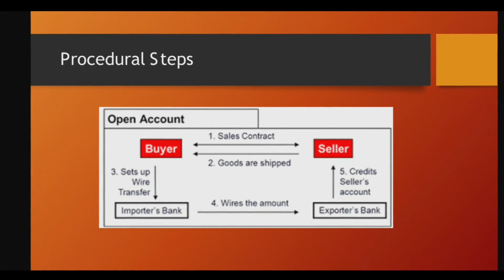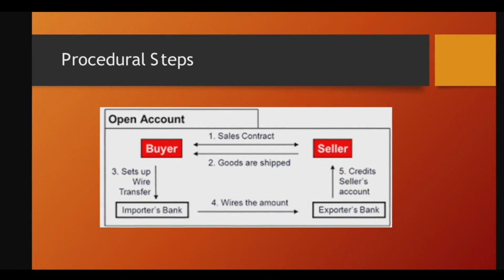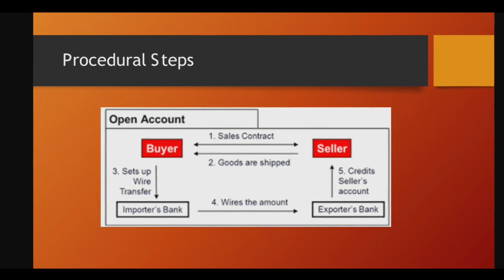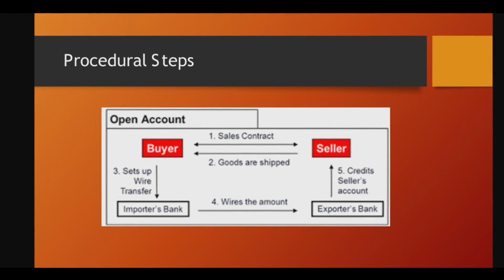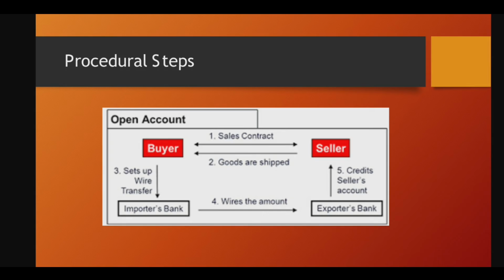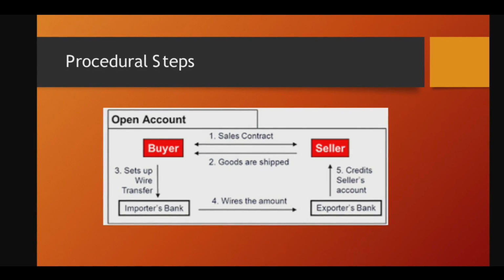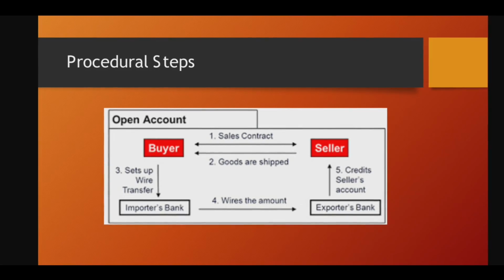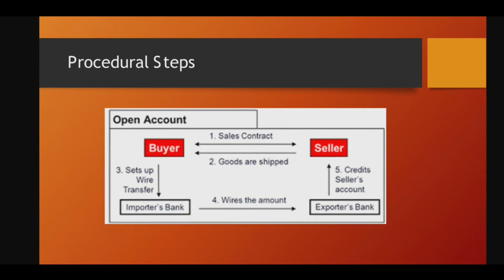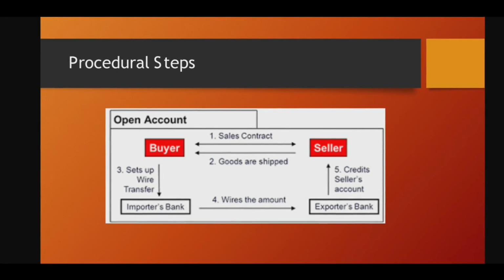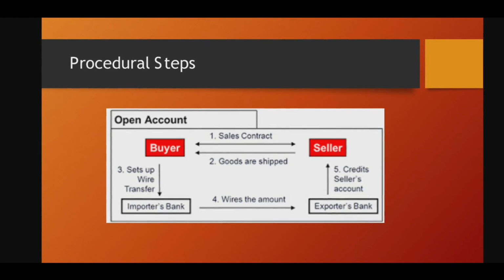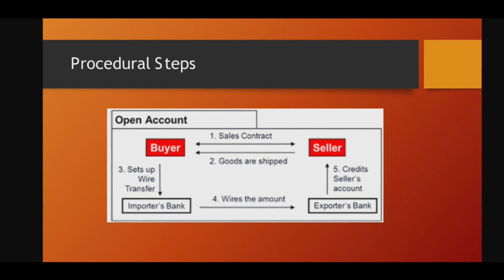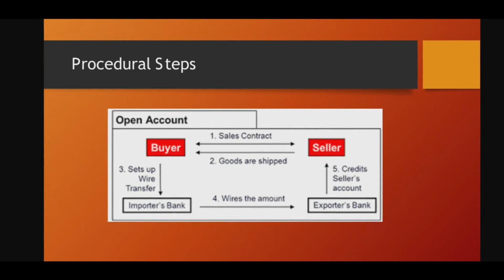Procedural steps for open account arrangement. Agreement is reached between the buyer and the seller. The seller sends goods to the buyer and forwards by courier the original shipping or import documents directly to the importer. The buyer will effect payment to his local bank upon maturity and shall be payable at least 30 days after the BL or the airway bill shipment.